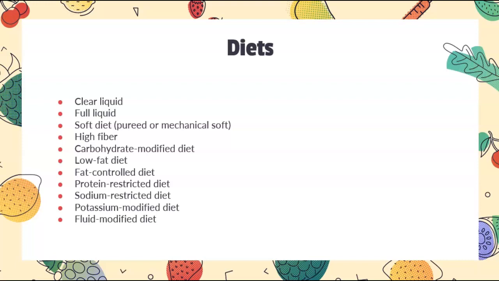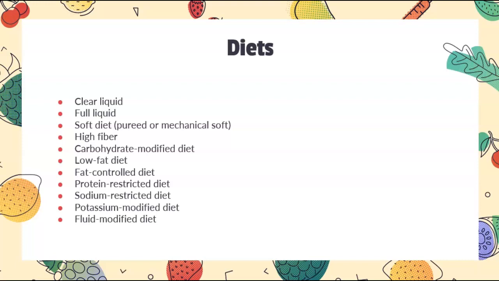Protein restricted. You might see this in chronic renal failure and cirrhosis patients. The kidneys are unable to excrete protein waste products in renal failure. And cirrhosis can cause elevated ammonia levels, and protein should be limited if the ammonia level is high.